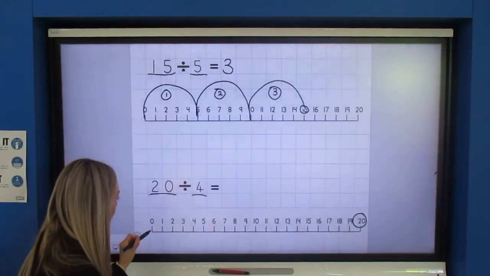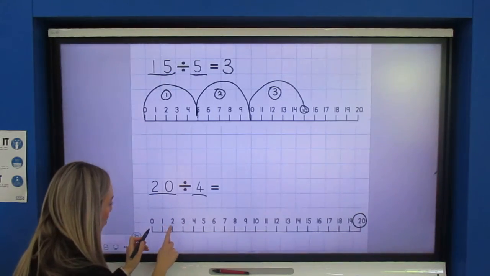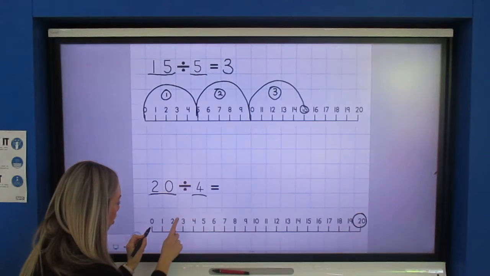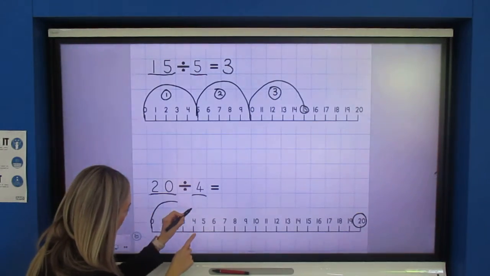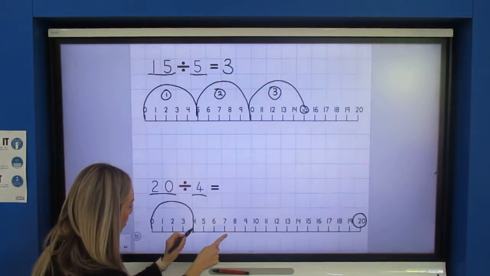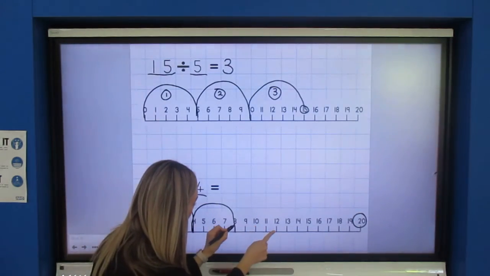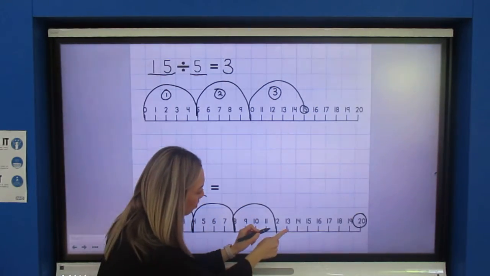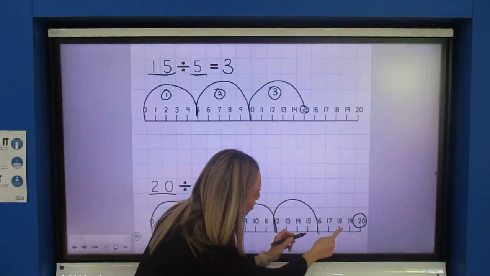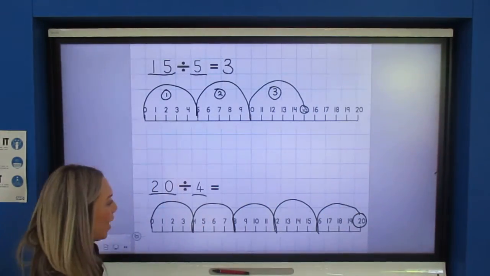So starting on 0, I'm going to jump 4 each time. And it's always good to count before you draw your jump. 1, 2, 3, 4. Jump number 1. 1, 2, 3, 4. Jump number 2. 1, 2, 3, 4. Jump number 3. 1, 2, 3, 4. Jump number 4. 1, 2, 3, 4. And we've landed on our number 20.